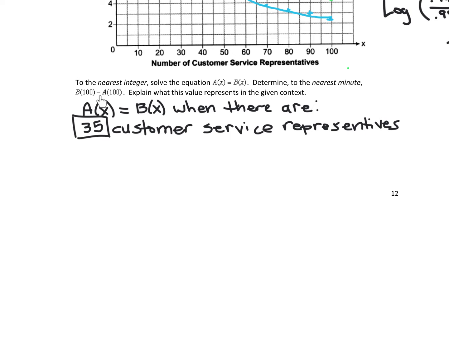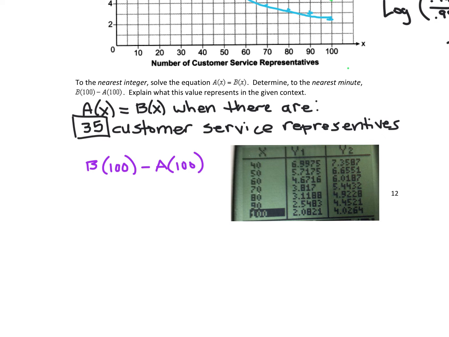The last part of the question wants us to determine, to the nearest minute, what B of 100 minus A of 100 is equal to. By looking at the table of values, we could see that this was B of x. So B of 100 is equal to approximately 4.0264, that's rounded. And for A of 100, it's equal to approximately, I don't know why I wrote equals there. Let me erase that. There we go, minus.